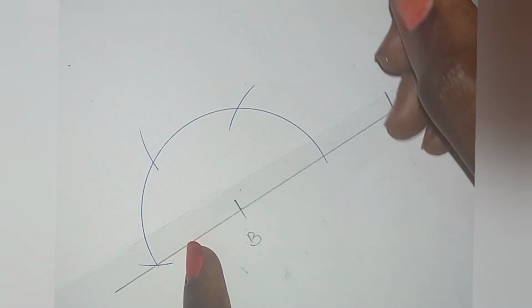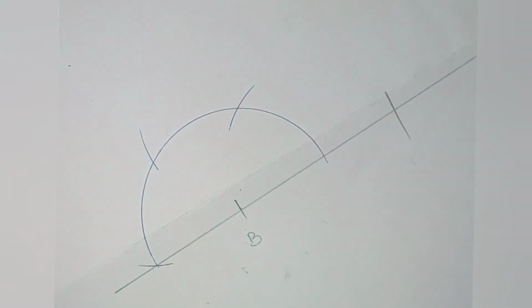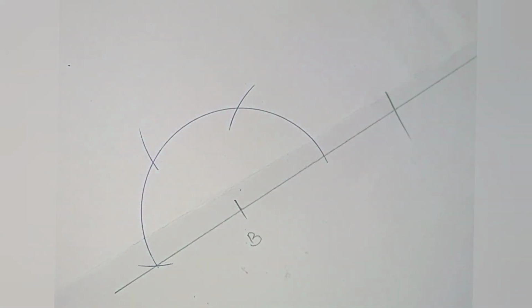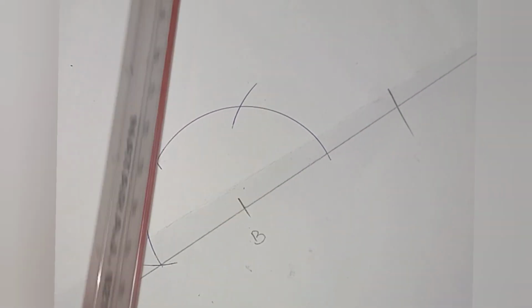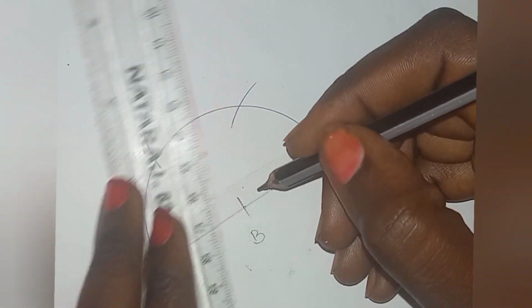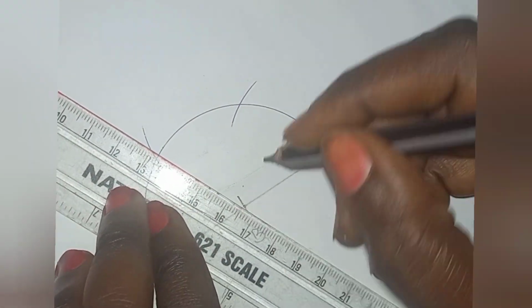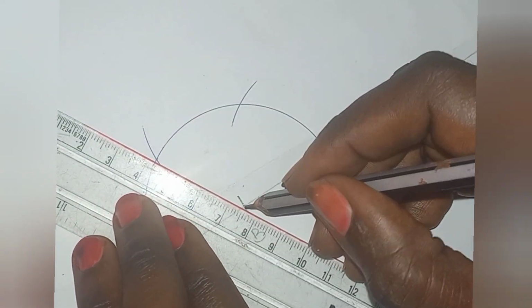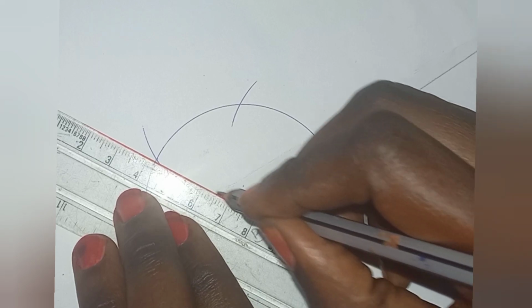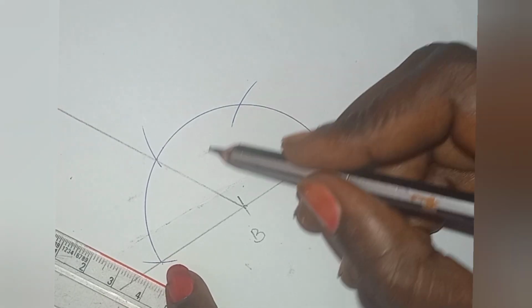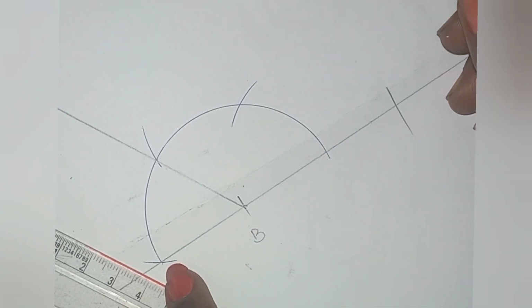So that is how you will construct 180 degrees. Now let's look at how you'll construct 150 degrees. In order to construct 150 degrees, you know that the whole of this is 180 degrees. From here up to here is 60 degrees. Then from here up to here is 120 degrees. Then the whole of this is 180. You know that 150 is 180 minus 30.